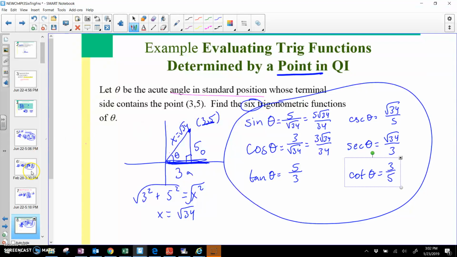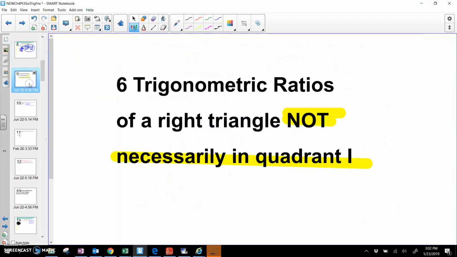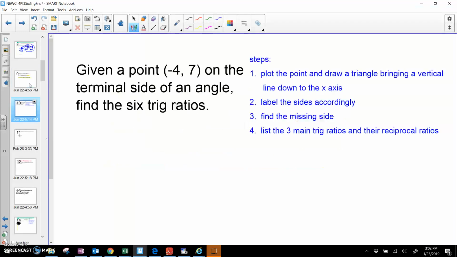So on this next example, it's going to switch gears just a little bit because we're going to move out of quadrant 1. So now we're going to start looking at 6 trig ratios of a right triangle, not necessarily in quadrant 1. The good news is the idea doesn't change. We just have to deal with negatives. So here we're given a point, (-4, 7), on the terminal side of an angle. Find the 6 trig ratios.